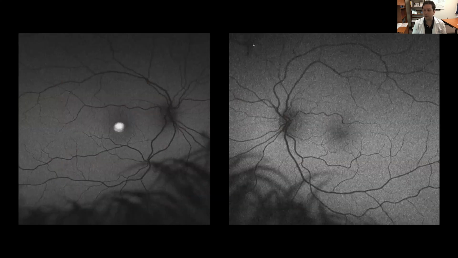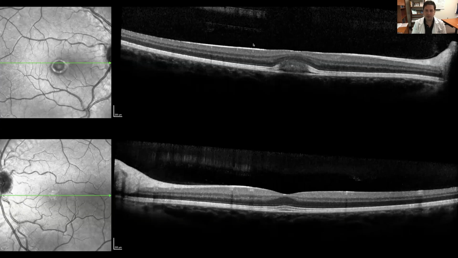In fact, the autofluorescence shows this vitelliform material in this patient, this hyperautofluorescent vitelliform material in the right eye, but normal autofluorescence in the macula of the left eye. The OCT shows the vitelliform material in the right eye and normal lamination of the left eye, although if you were quite critical, you might think that there was some thickening of the interdigitation zone in the fovea of the left eye.